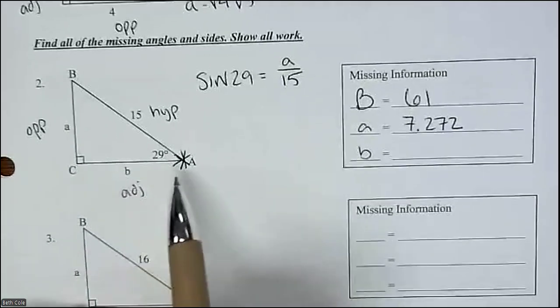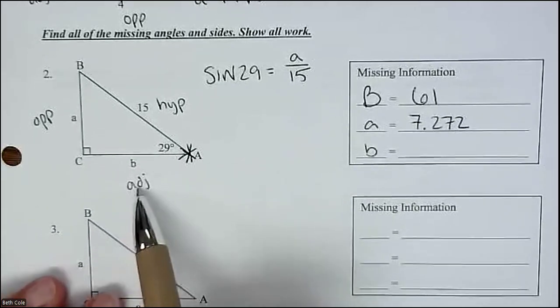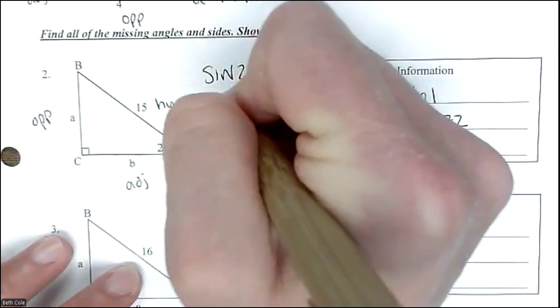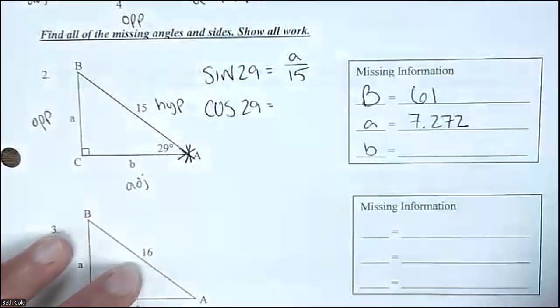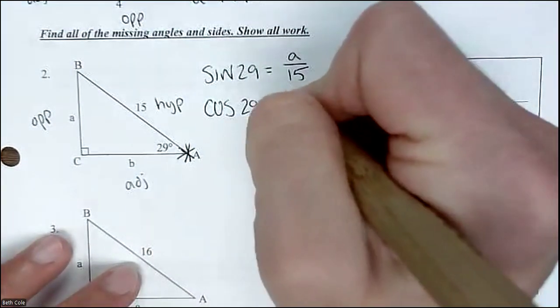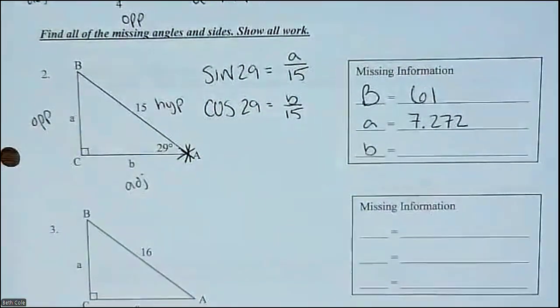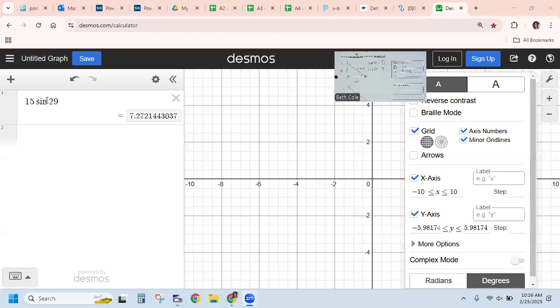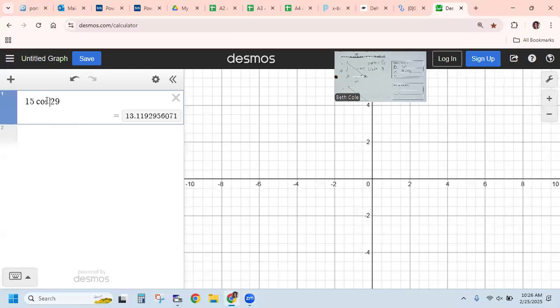All right, now let's do little b. So that's adjacent, and then 15 is hypotenuse. So adjacent and hypotenuse means cosine. So cosine 29 equals b over 15. And I'm going to do practically the exact same thing. It's going to be 15 cosine 29. So there we go, 13.119.